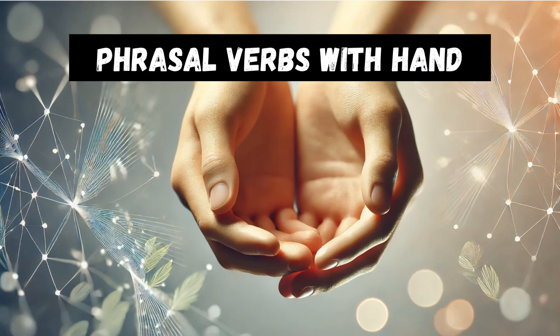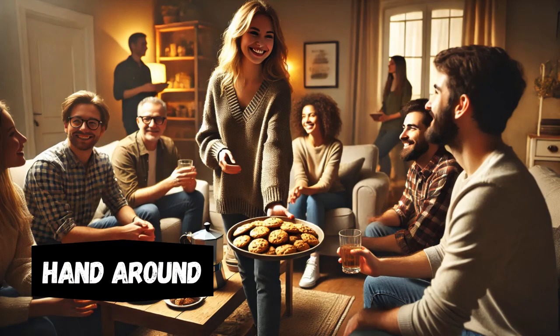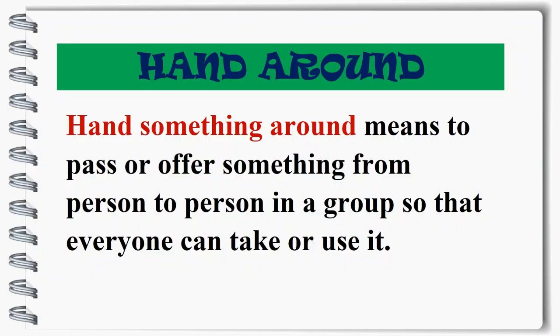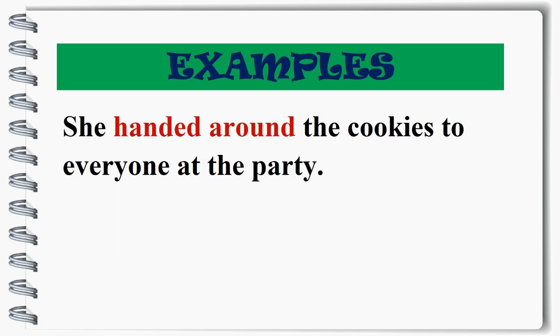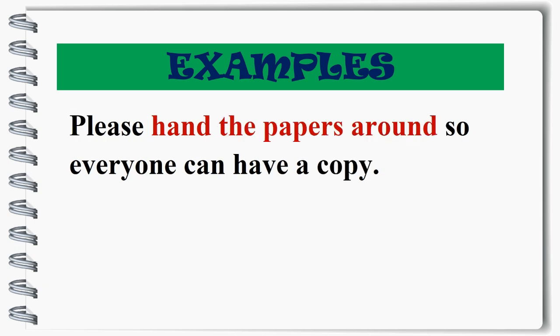In today's lesson, we are looking at phrasal verbs with hand. The first phrasal verb is to hand around. To hand something around means to pass or offer something from person to person in a group so that everyone can take or use it. Examples: she handed around the cookies to everyone at the party. Please hand the papers around so everyone can have a copy.